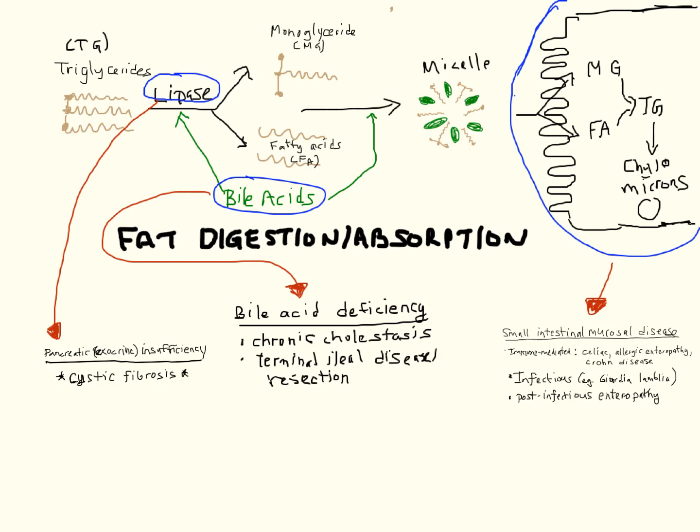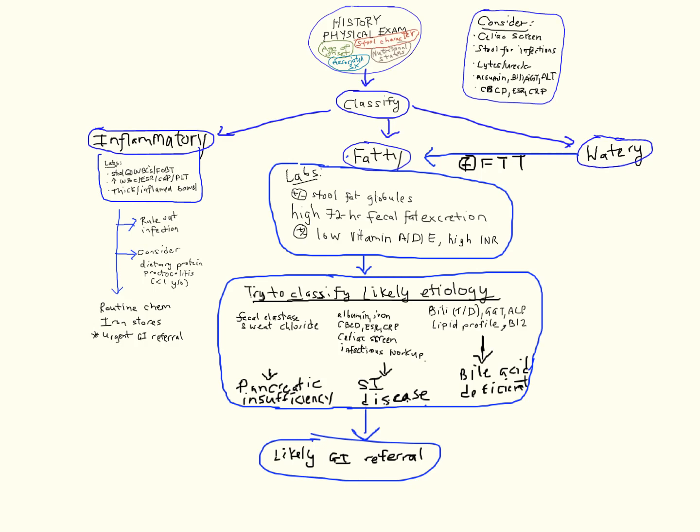In sum, if a child has chronic fatty diarrhea or watery diarrhea with failure to thrive, assess for fat-soluble vitamin deficiency and initiate tests to help narrow the differential to one of the three main categories. GI referral is likely warranted and often expedited to prevent further malnutrition.